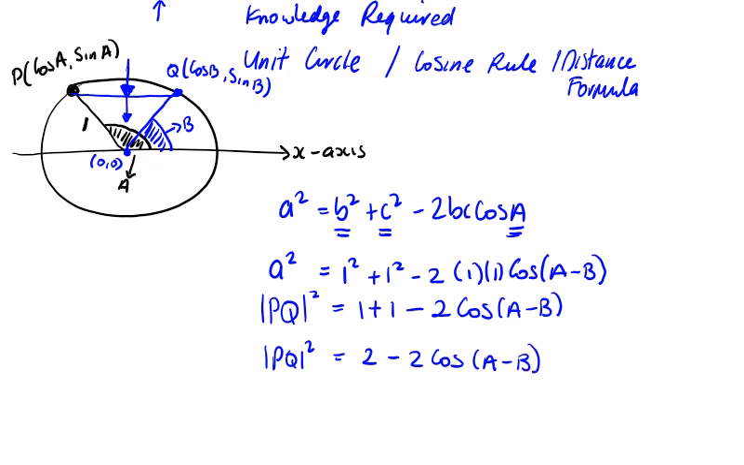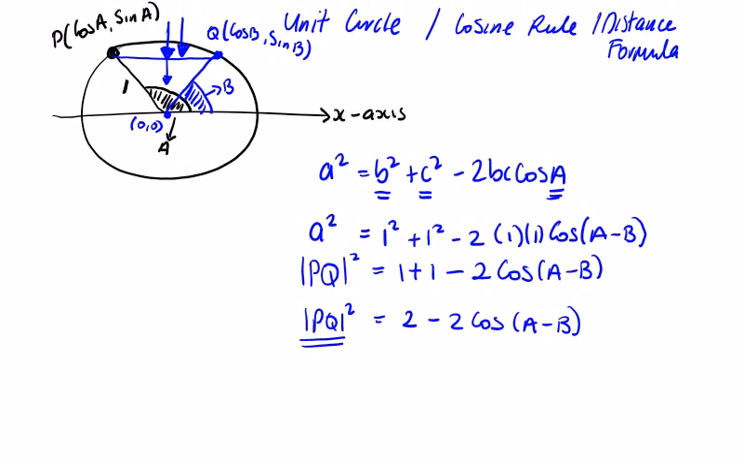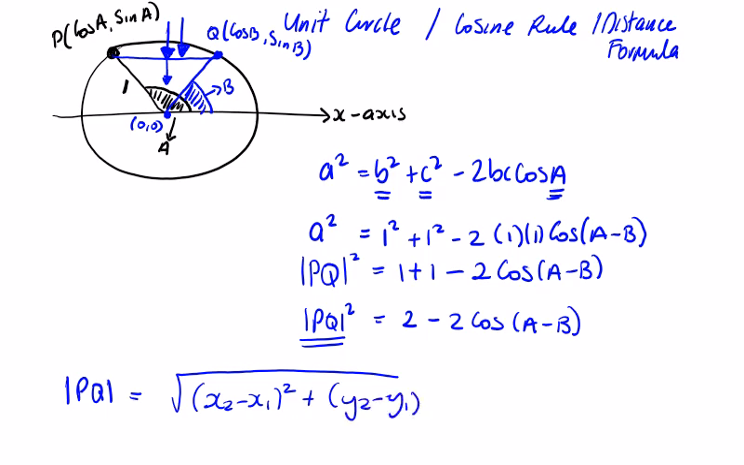So if I can get another value for PQ, this same side here, I can equate the two things and let them equal each other, and that's how we get to the bottom of this formula. So we have (cos A, sine A) and (cos B, sine B). If I use the distance formula for PQ, the distance between these two points P and Q, it's going to be the square root, again the distance formula, it's the third time we've seen it in these trig identities, of (x2 minus x1) squared plus (y2 minus y1) squared.